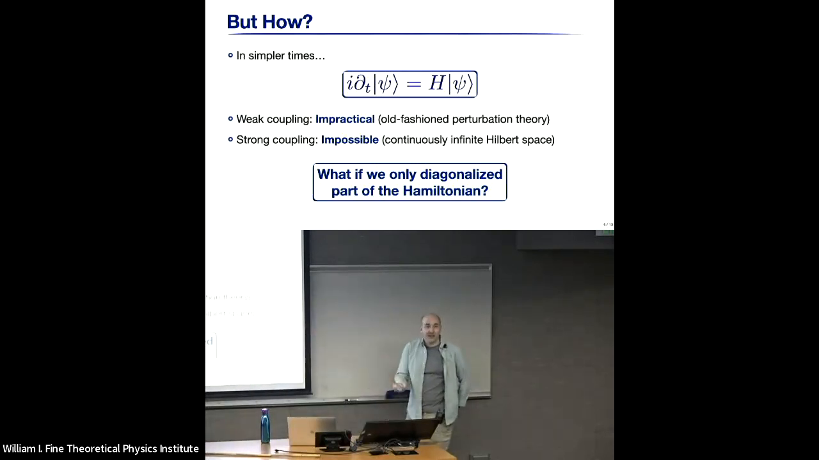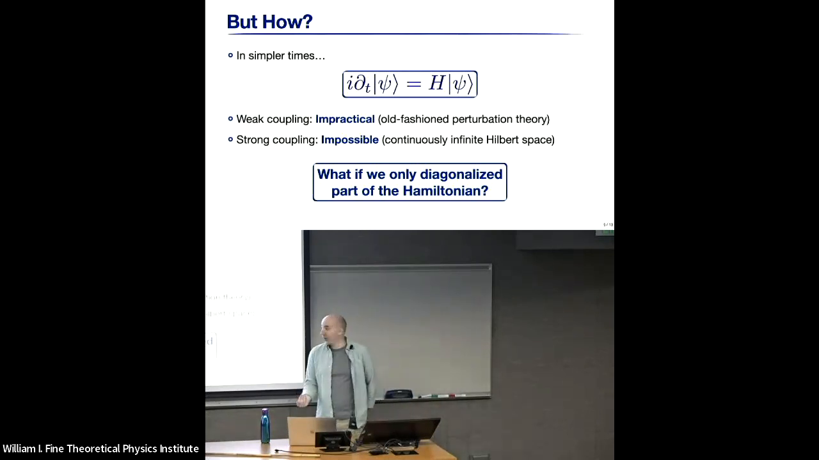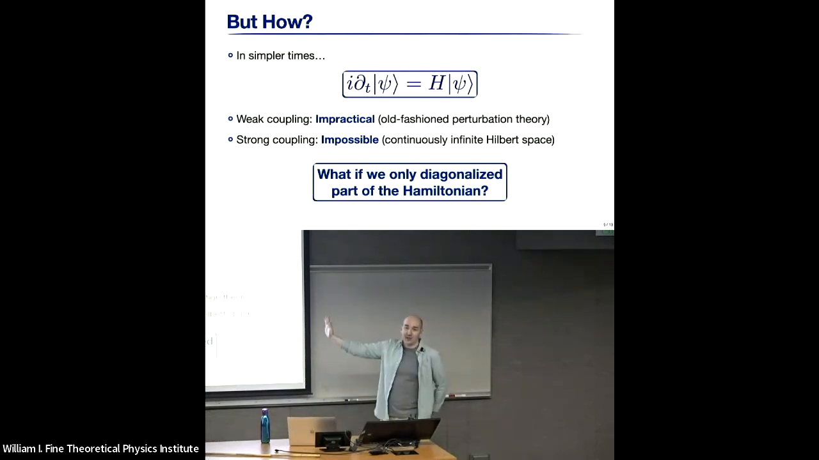And we reorganize calculations in a way that makes Lorentz invariance manifest, and that leads to Feynman diagrams. And at strong coupling, this is impossible. I have a continuously infinite Hilbert space. I have no idea how to even begin thinking about diagonalizing this Hamiltonian.